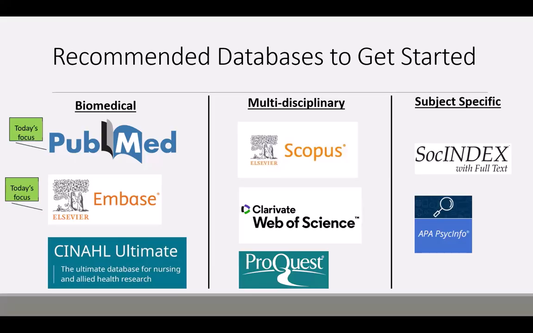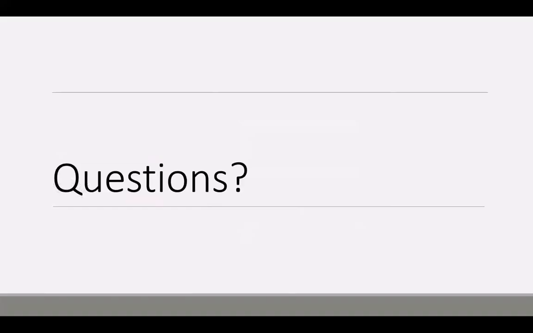The main ones we use for multidisciplinary purposes are Scopus, Web of Science, and ProQuest. And then if you're looking for something a little more subject specific, SocINDEX covers sociology, and APA PsycInfo is great for psychiatric and behavioral health literature. So this is a good dashboard of databases that we highly recommend and we use all the time. Okay, any questions about that before I jump into the PubMed search?